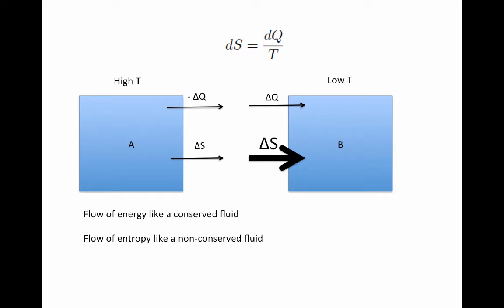And that's the second law of thermodynamics. In any process, the change in entropy is greater than or equal to 0. So entropy can also be treated as a fluid, but it's not conserved. Entropy can be created out of nowhere. And in fact, in all real life processes, entropy is created out of nowhere. There is a positive increase in the amount of entropy.